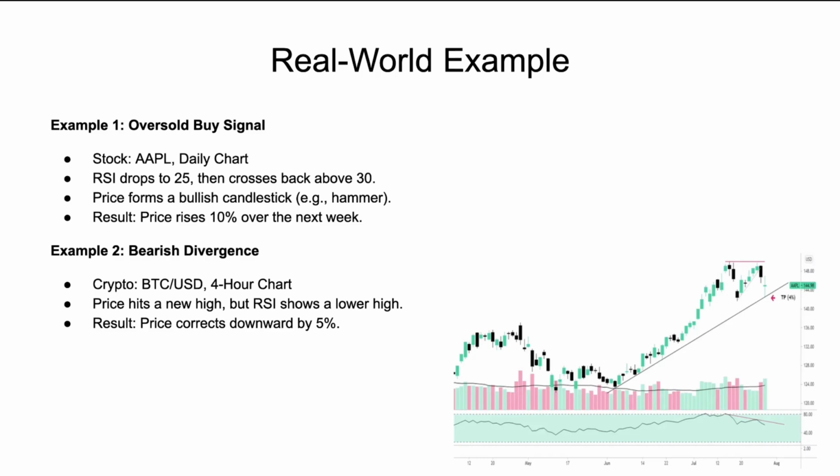First, Apple on a daily chart: RSI dropped to 25, oversold territory. It crossed back above 30 with a bullish hammer-looking candle. Result, price jumped 10% in a week. Next, Bitcoin on a 4-hour chart: price made higher highs, but RSI showed lower highs. Bearish divergence. Sure enough, price corrected 5%. So that's an example of how some of these strategies can work for you. You guys can screenshot this and follow along. Not really to follow for your next trade, but just to learn and understand RSI a little bit more overall.